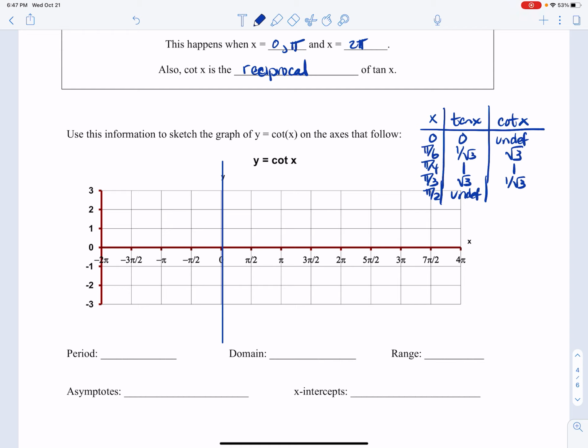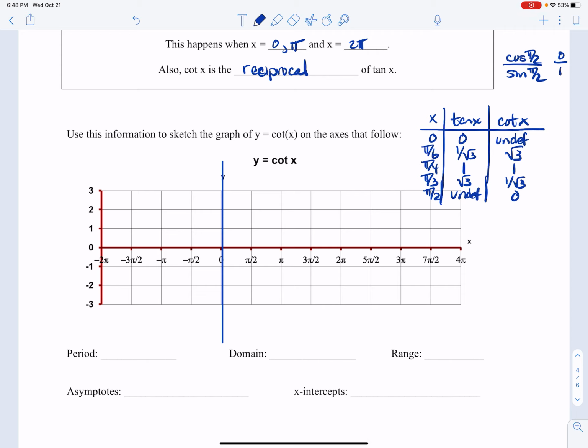But remember, cotangent is cosine over sine, right? So that means that cotangent of pi over 2 is cosine of pi over 2 over sine of pi over 2, which is 0 over 1, which is 0. So even though tangent of pi over 2 is undefined, cotangent is defined and is equal to 0. So plotting those points, let's just see what happens here.